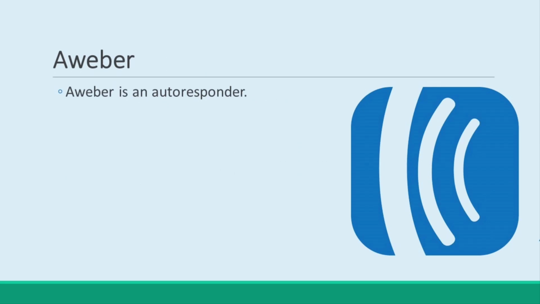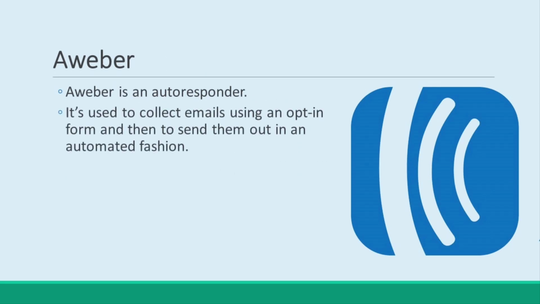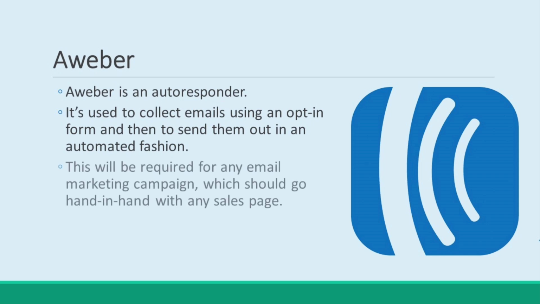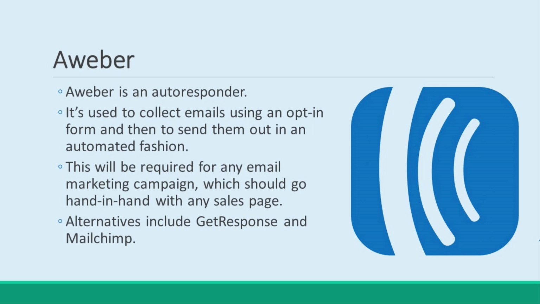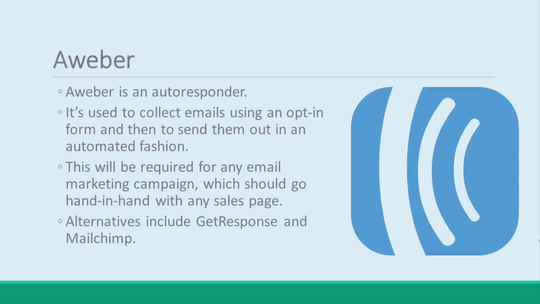Aweber. Aweber is an autoresponder, meaning that you can use it to collect emails using an opt-in form and then send them out in an automated fashion. This will be required for any email marketing campaign, which should go hand in hand with any sales page. Other options include GetResponse and MailChimp, either of which will also offer all the basic features you need.